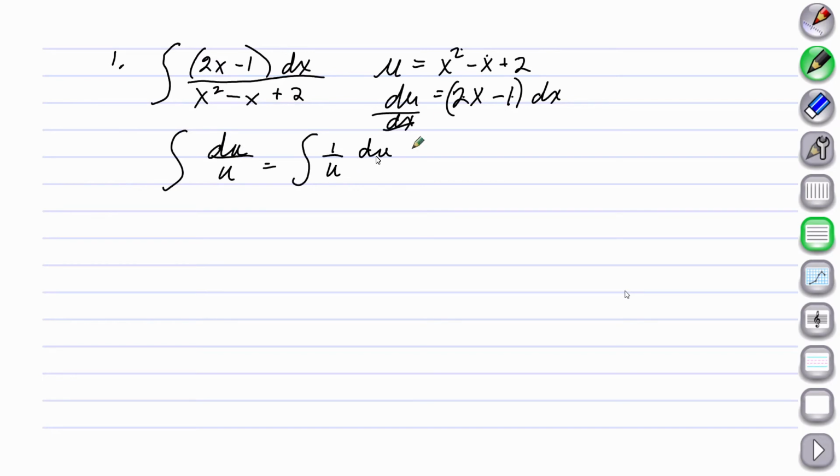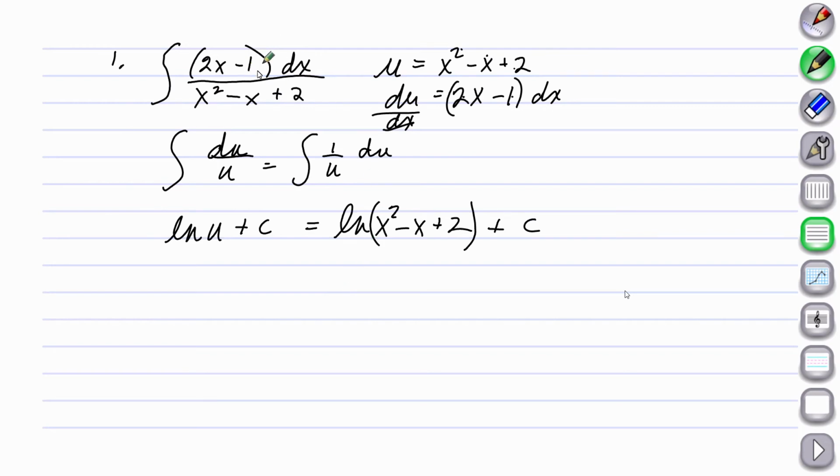When I take that integral, that's going to be the natural log of u plus c, which in this case is the natural log of, now we're going to substitute, x squared minus x plus 2. If you don't put the parentheses, it's not wrong. And that would be my answer. Oh, plus c.